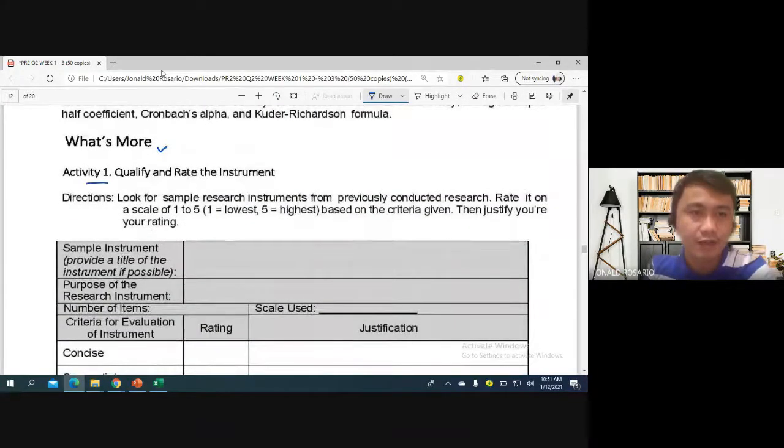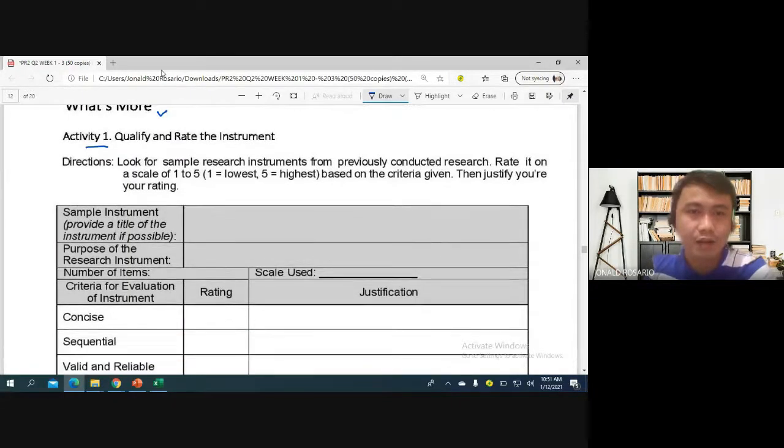Okay, so what's more? You have here Activity 1, qualify and rate the instrument. All you have to do is to look for sample research instruments from previously conducted research. Rate it on a scale of 1 to 5, 1 lowest, 5 is the highest, based on the criteria given. Then justify your rating. So sa Google Scholar na lang, tingin kayo ng isang research or isang study. Isulat nyo yung sample instrument dito, kung posibleng nilagay nila yung title ng instrument. Pero kung hindi, wag na lang.